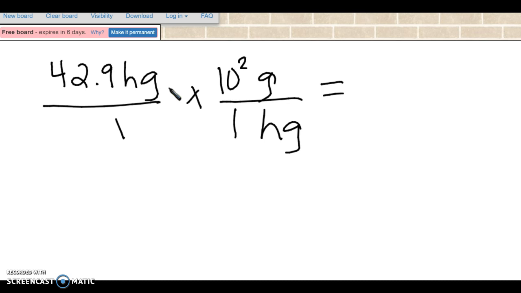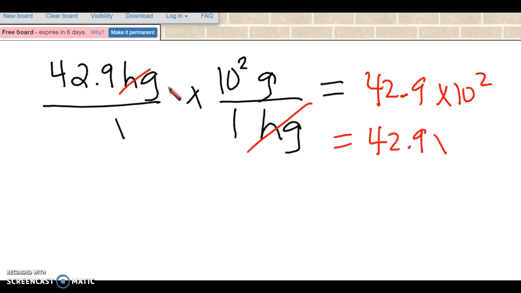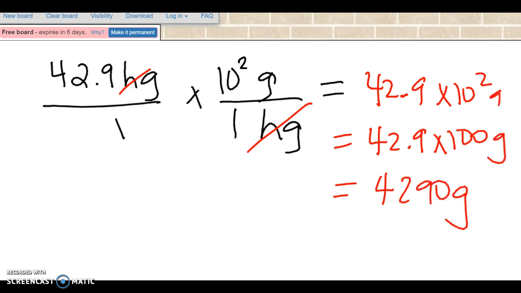You can put this in the calculator. The hectograms cancel out. Now you can do 42.9 times 10 squared, or 42.9 times 100, and you get 4,290. And our unit of measure is grams.